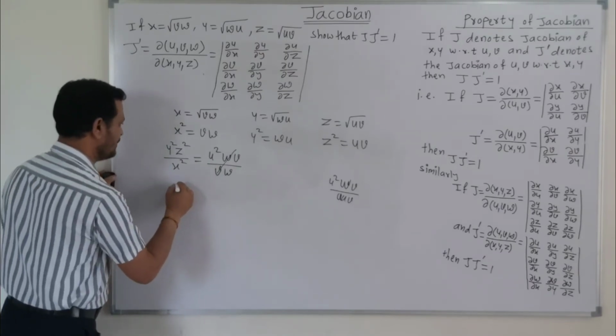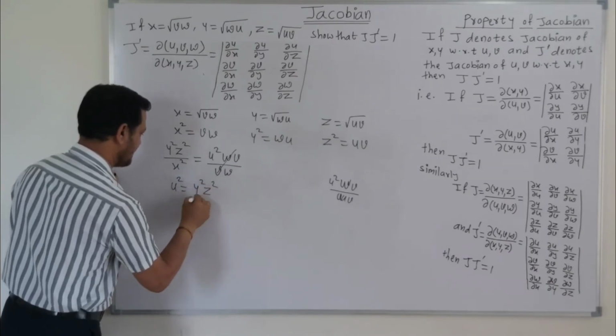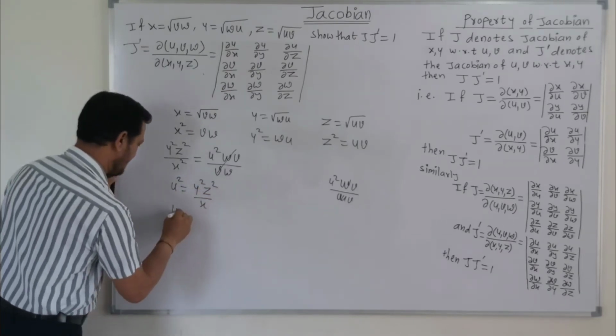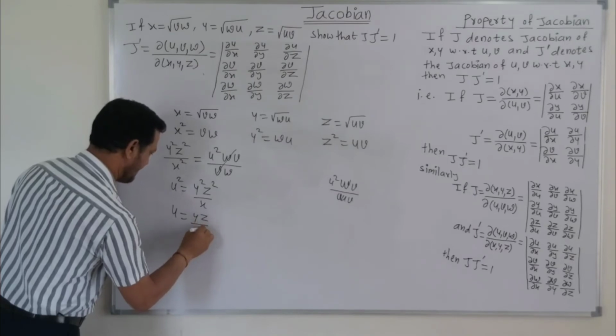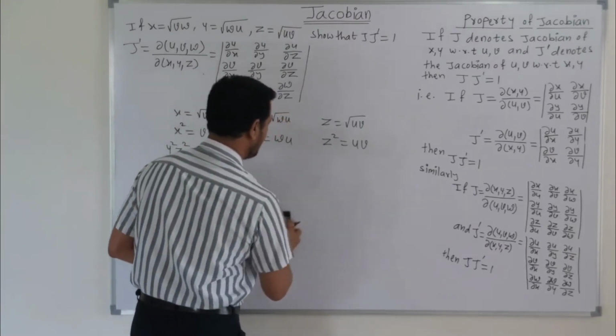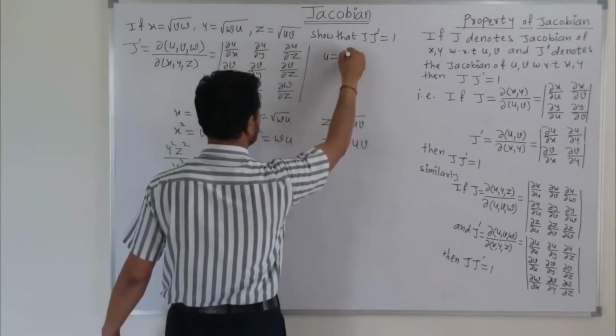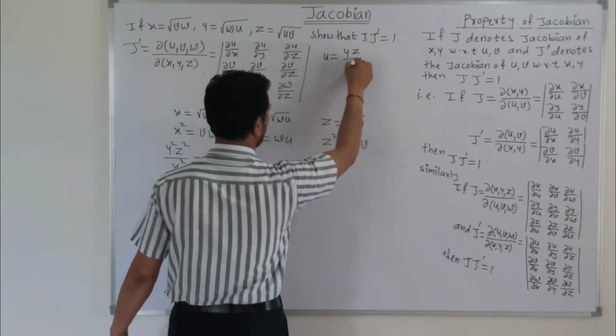So u square is equal to y square z square upon x square. That means we get the value of u as yz upon x. So in this way we get the value of u. For simplicity purpose, I will write here u is equal to yz upon x.